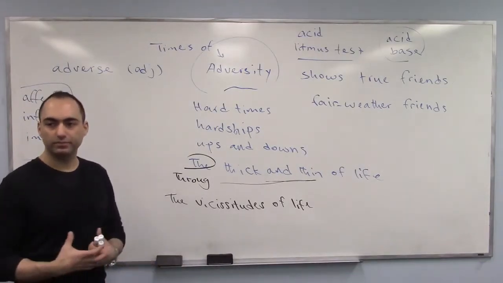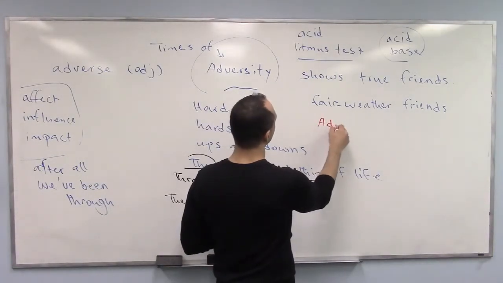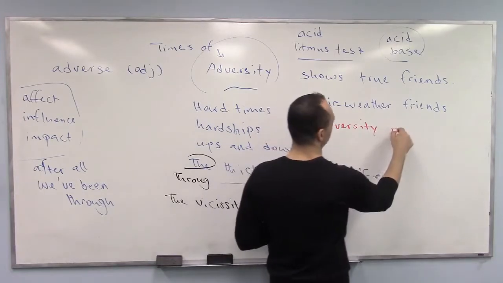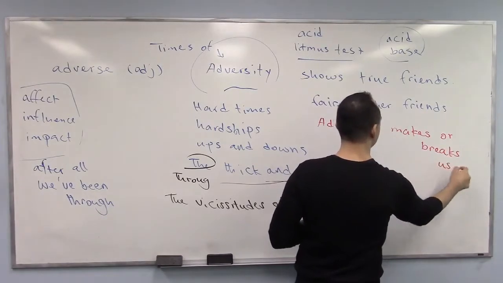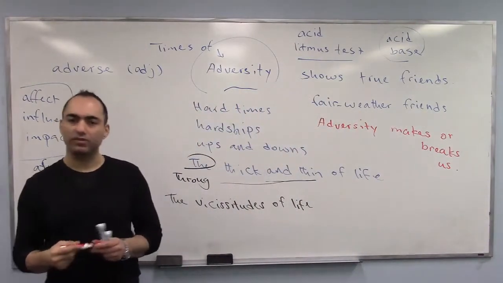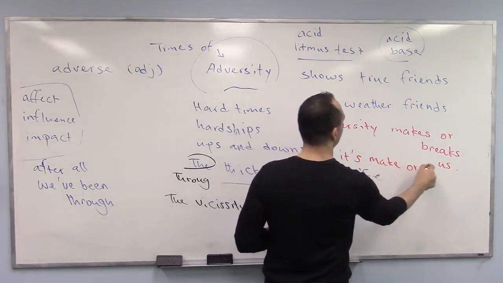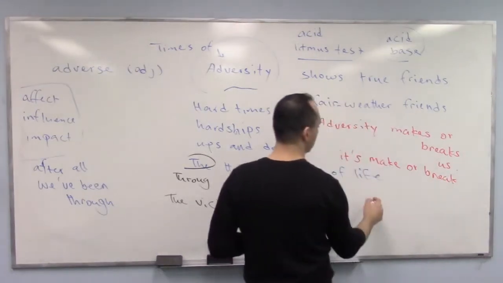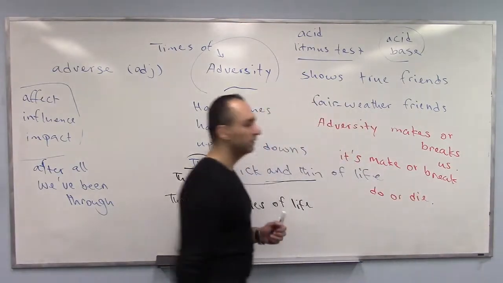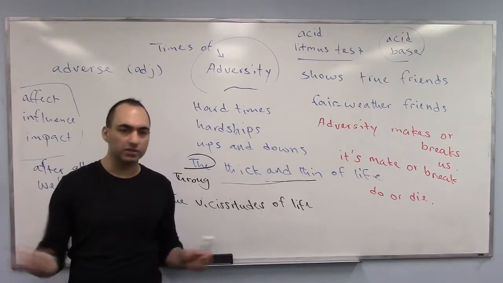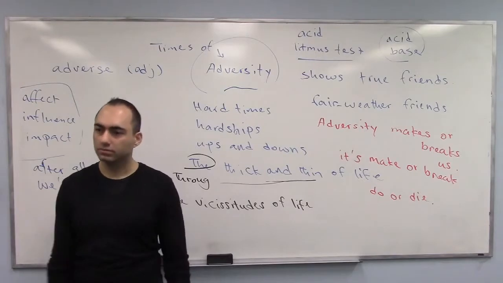So, they also say adversity makes a man. Adversity makes or breaks us. You know make or break? If you say it's make or break, it's do or die. Sometimes I say this is do or die for me. I should either do it or die. It's make or break. Adversity either makes you or breaks you.